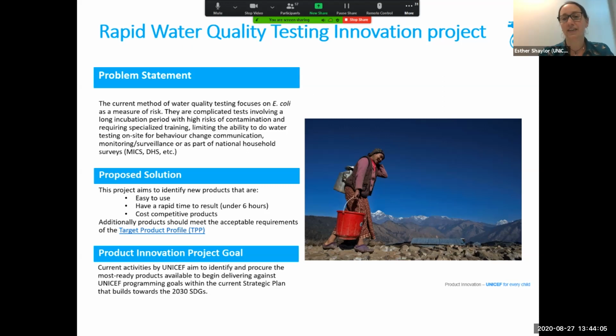Ultimately this defines what we need a product to do, but not how it's done. We engage with industry and their research and development to try and get them to move towards the products that we want. Thanks, Rick's put the link in the chat box if anyone wants it.